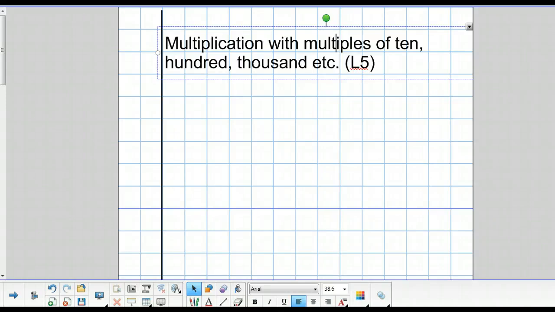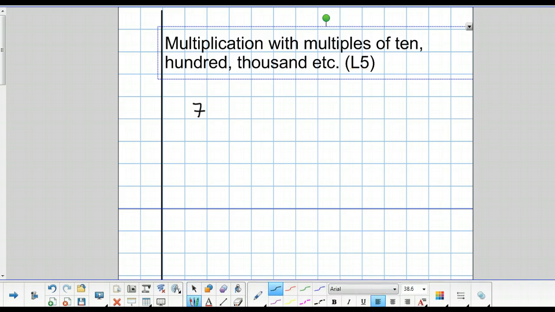Hello there. We're going to look at multiplication with multiples of 10, 100, 1,000, etc. Let's give an example of what we mean by multiples of 10, 100, 1,000, etc. Look at this question here. 7 times 30.